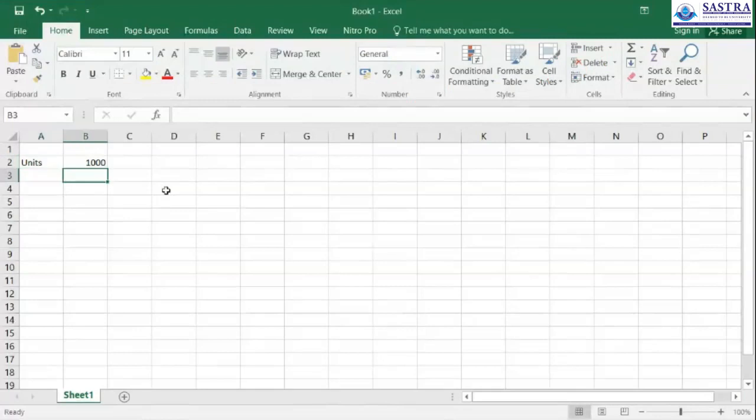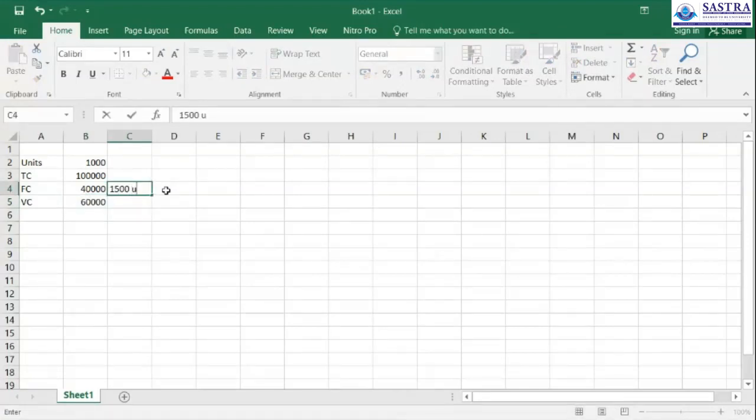So how is the cost reduced? There is about 1 lakh rupees of total cost, of which about 40,000 rupees is fixed cost and 60,000 rupees is variable cost. The capacity is 1,500 units, so we need to use the full capacity. That way you can reduce the cost. In this case, the per unit cost comes to around 100 rupees.